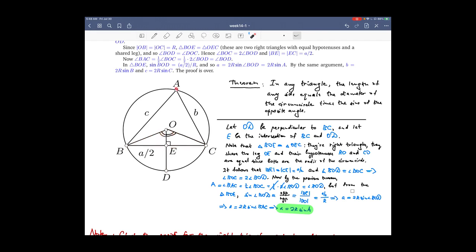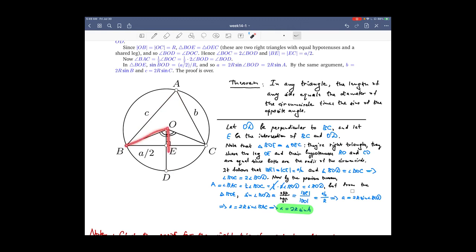Now, our desired angle A is an inscribed angle. The arc that subtends that angle is the arc BC. We see that the central angle BOC also is subtended by this arc. So we know that the angle BAC is half the central angle BOC. But half the central angle BOC is, for instance, the angle BOD. So we come to the conclusion that the angle BAC equals the angle BOD.